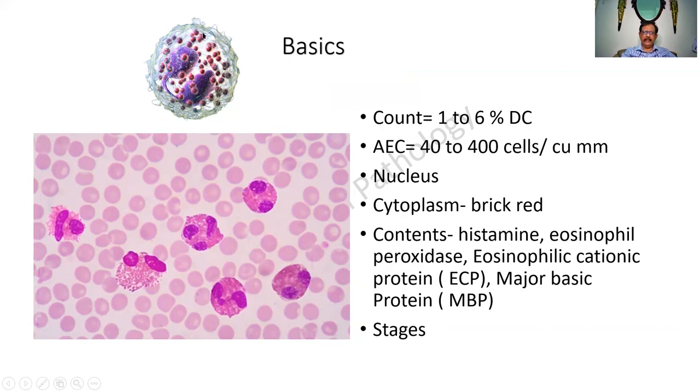This particular diagram, I think you people will be able to remember and draw. Spectacle shaped, brick red granules, larger in size than the RBC, than the neutrophil. Comes to around 14 microns.